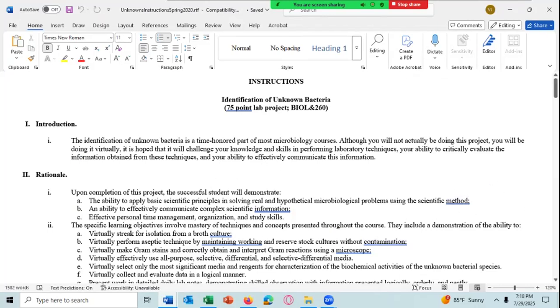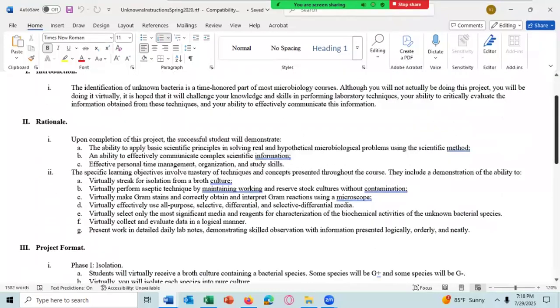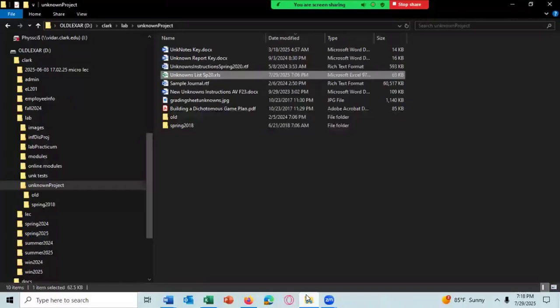You read about the rationale for the project. I thought I had this highlighted. Oh no. Oh well.